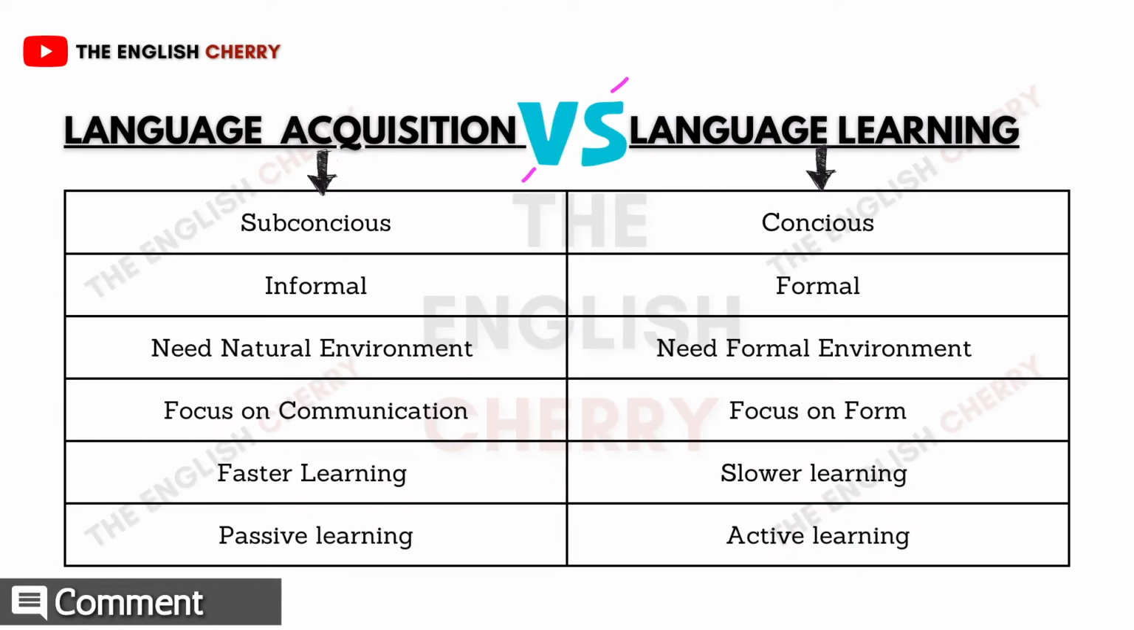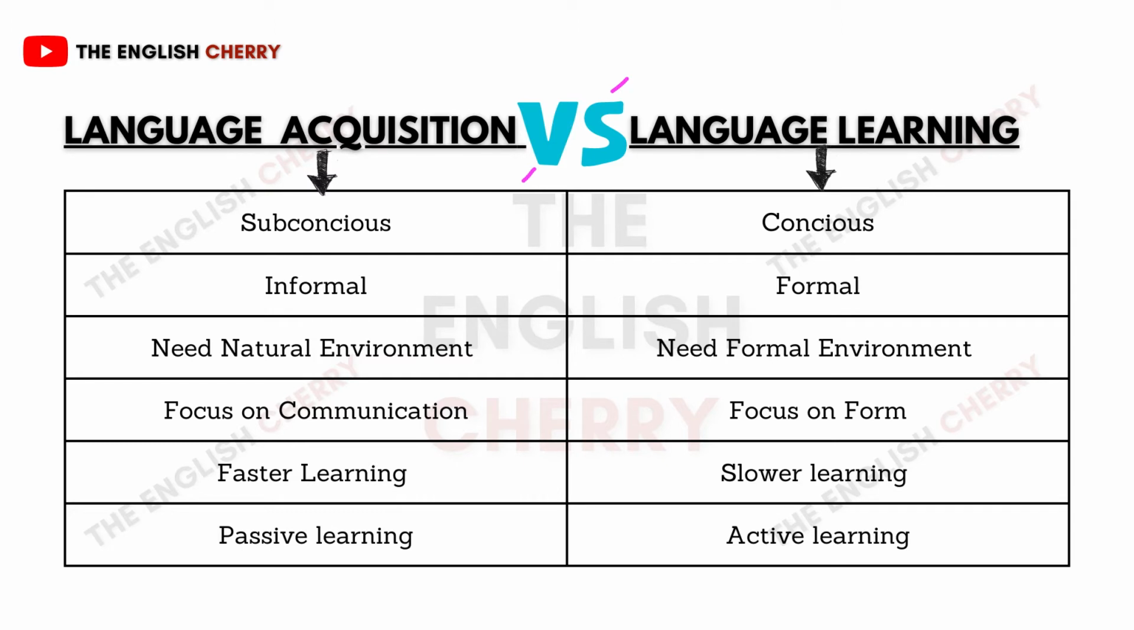Blending together knowledge of what we have just learned, let's see some differences between language acquisition and language learning. In language acquisition, the learner is following the subconscious mind. Means he does not notice that the learning is happening. Whereas in language learning, a thorough conscious process is involved and the learner is fully aware of him learning a language.